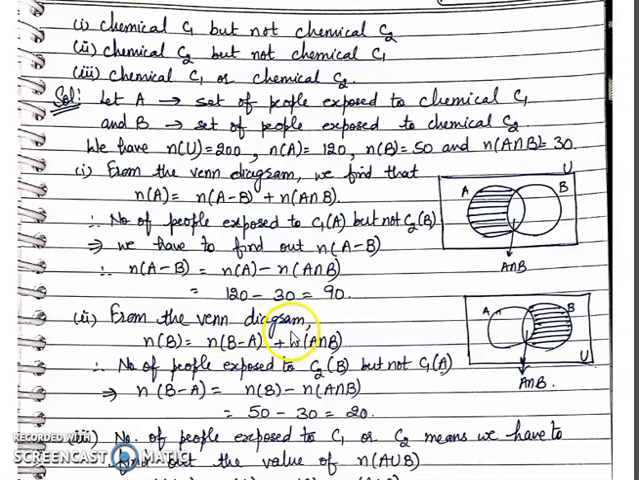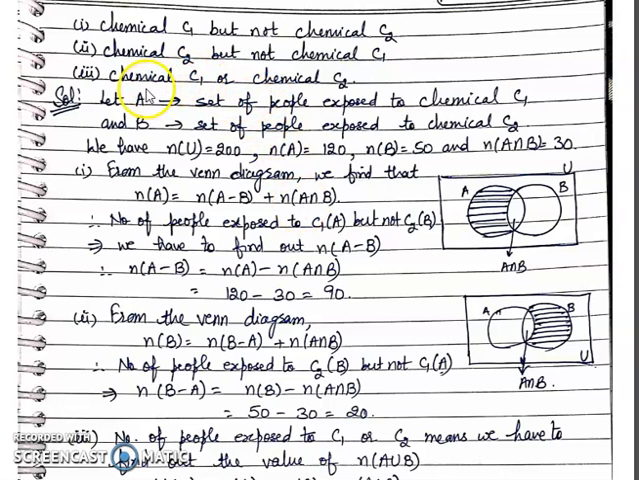Now from the Venn diagram we find that the set B is equal to B minus A, this shaded portion, plus this common portion, A intersection B. So n(B minus A) is equal to n(B) minus n(A intersection B). Put in the values: 50 minus 30 is equal to 20.